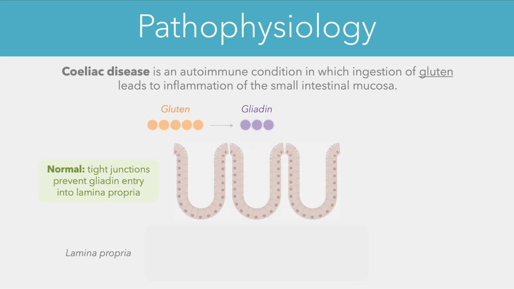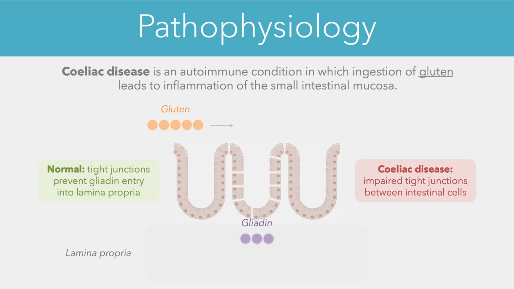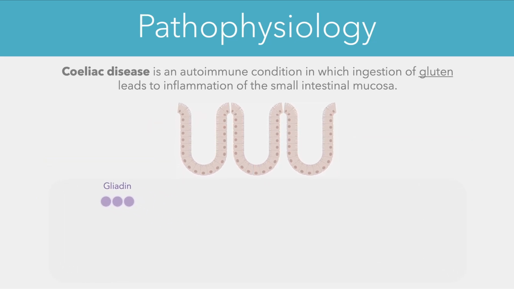What happens in celiac disease is that the tight junctions are not as compact as usual, and as a consequence, the gliadin molecules end up diffusing across and entering the lamina propria layer. If we expand on this layer, we can see what happens once gliadin enters. In the first step of this process, gliadin is converted into a substance known as deaminated gliadin, and this reaction is catalyzed by an enzyme known as tissue transglutaminase, or TTG for short.